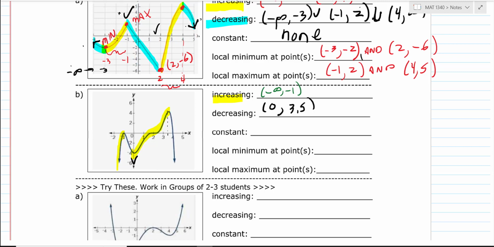Okay, yeah. You write the view and then add it to increasing. Oh, I put it in the wrong place. Okay, thank you. So I should write it like this. We would say -infinity to -1 and then 0 to 3.5. Those are the two places where we're increasing.